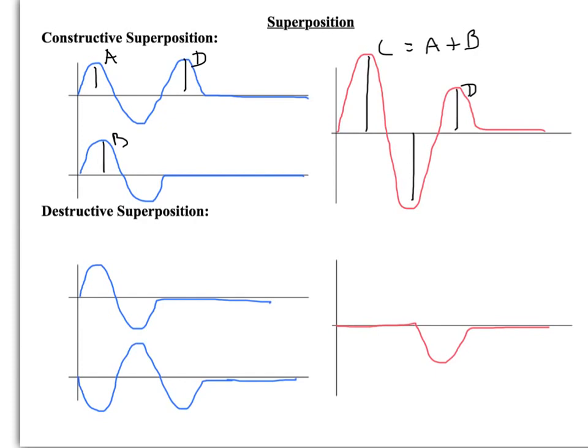And most commonly, this is the kind of superposition you'll come across, either completely in phase or completely 180 degrees out of phase with each other. Otherwise, it gets very complicated sketching these.